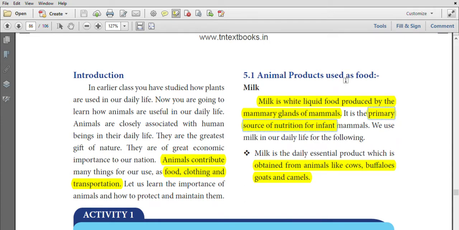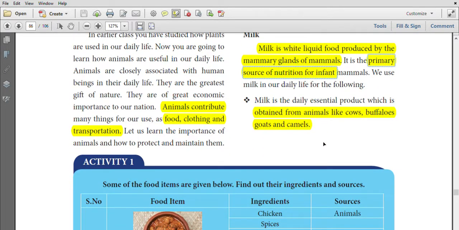Animal product used as food. Milk. Milk is a white liquid food produced by the mammary gland of mammals. It is the primary source of nutrition for infants. Milk is obtained from animals like cows, buffaloes, goats, and camels.